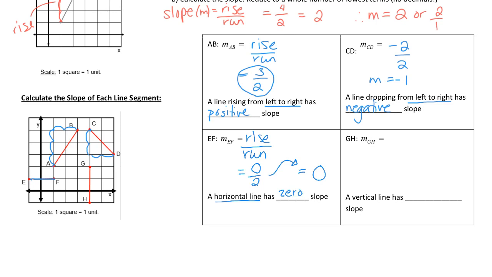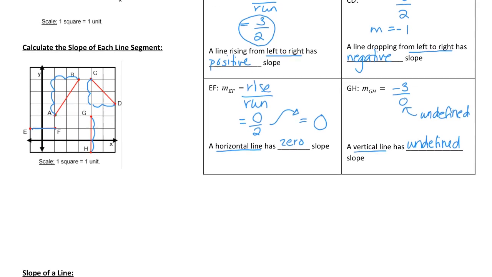Looking at the slope from G to H, this is a little bit of a different situation. So when I take a look at that rise, I'm actually going down, so that's negative 3, but my run, I'm not going anything to the right, because this is a vertical line. This here, we know, is undefined. And when we see a vertical line like this, that's what we call the slope. So a vertical line has undefined slope. And that's always true. So we can keep that in mind when we're going through our work.